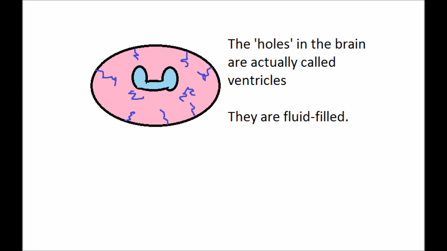Finally, the holes often seen in the middle of the brain are in fact ventricles filled with fluid. In addition, on the outer layer of the brain, the folds are known as gyri while the ridges are known as sulci.